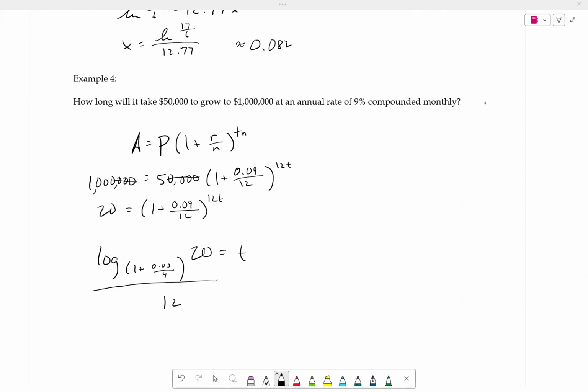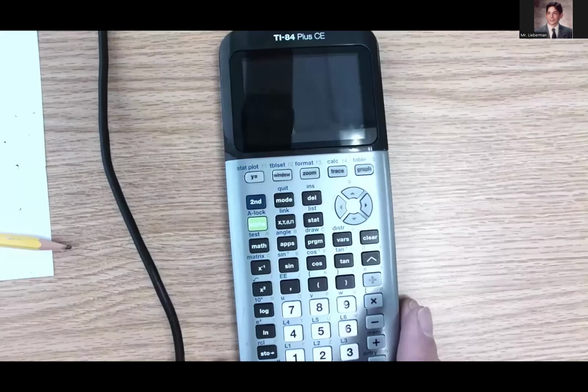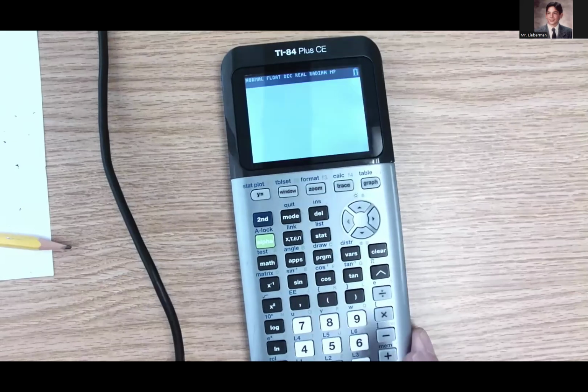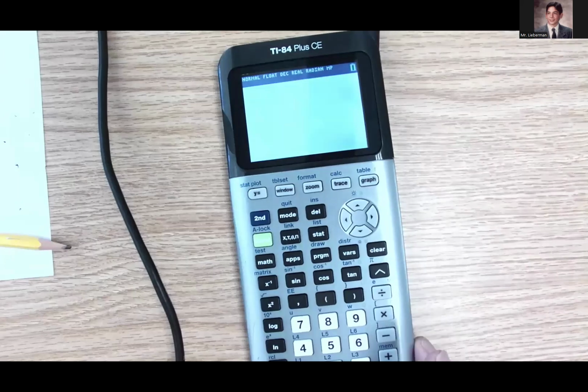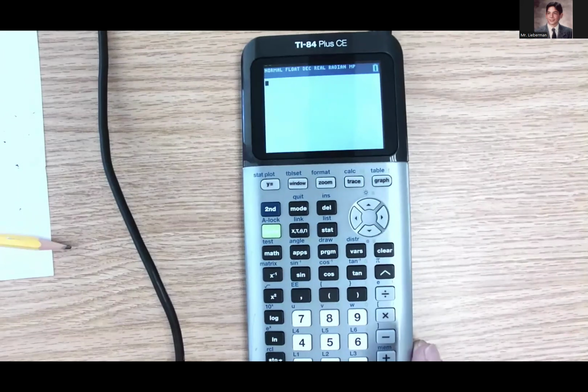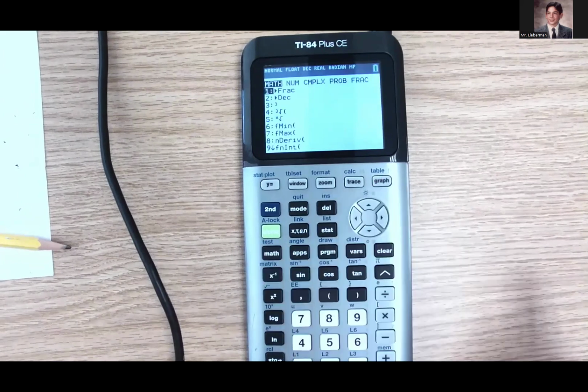Let me switch to my calculator here. That one. Okay, so you're saying there's a way to enter this that you know? Okay. Yeah, let's do that. Math.